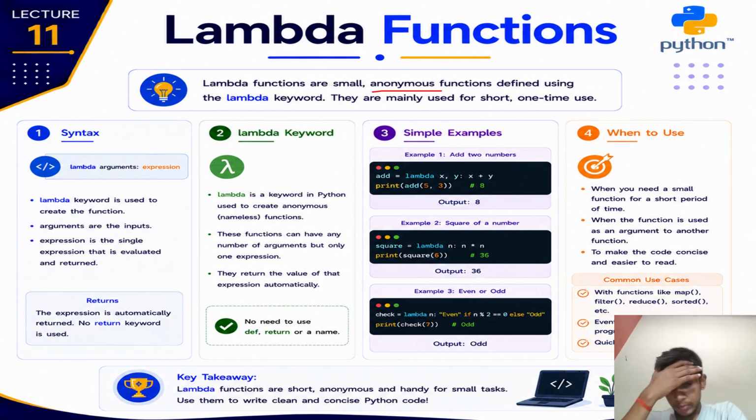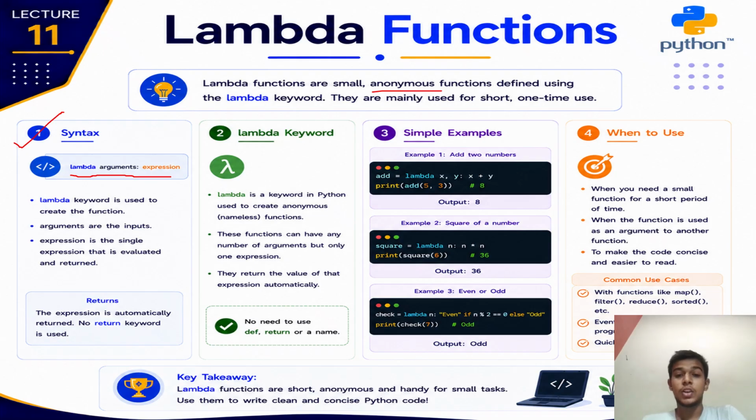Now let's understand the syntax of lambda function. You can see here, first the lambda keyword, then you have to write arguments, then you have to write expression. The first part is the lambda keyword, which tells Python that we are creating a lambda function. The second part contains the arguments, which are the input values. And the last part is the expression.